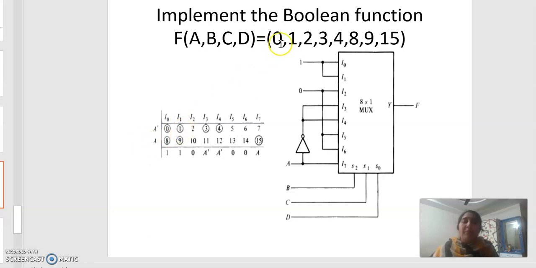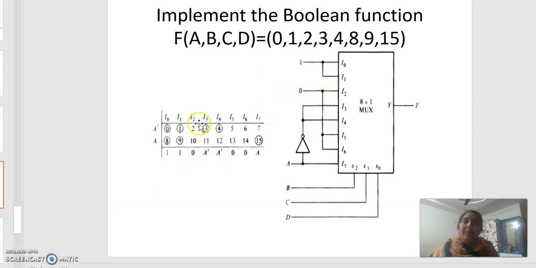So now we'll see. Here this Boolean function contains the minterms 0, 1, 2, 3, 4, 8, 9, 15. First we circle those minterms. If we consider the first one, 0 and 8, both are circled, so you should give the input line as 1. The same we apply even in the second column, where both are circled, so we should write down the input value as 1. And in the third column, both are not circled, so we have to apply the input value as 0.